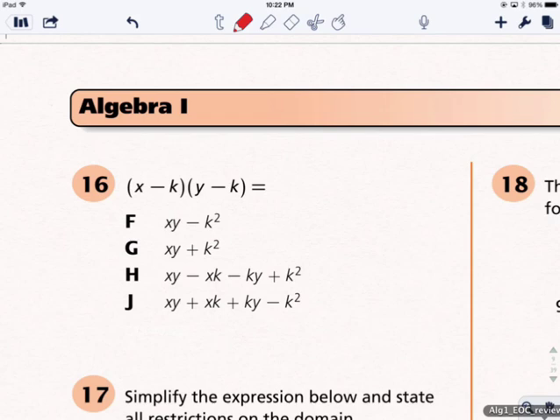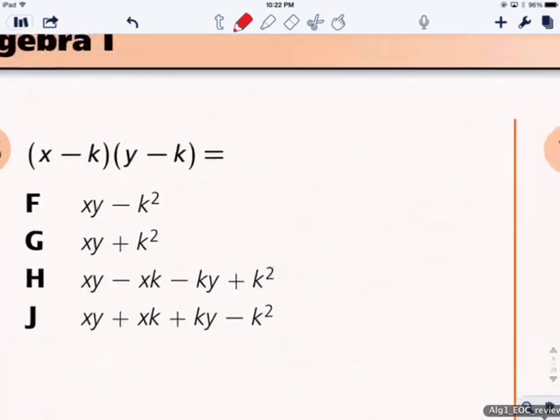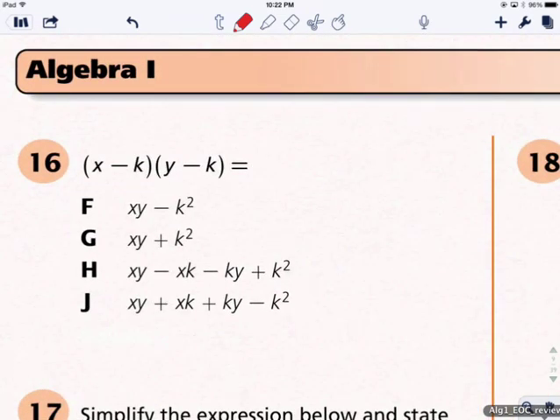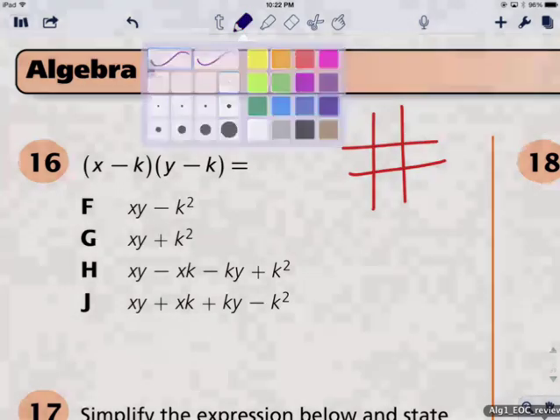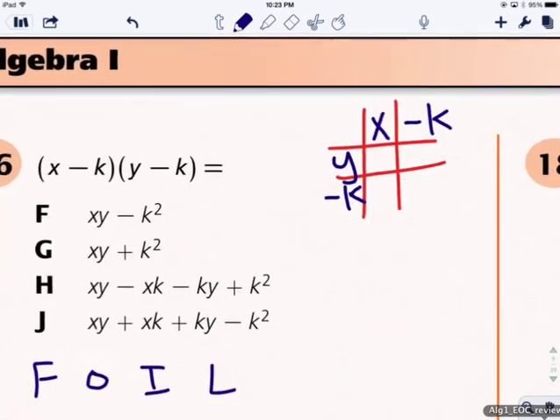Okay, now let's look at number 16. In number 16, we have two binomials, and we are asked to multiply the binomials. Remember we learned a couple different methods for doing this. One of them was the box method, for example. So you could fill it out like so: x, -k, y, and -k. Or you could use FOIL. So multiply the first, the outside, the inner terms, and the last two terms. Or double distribute was the other method. I'm going to use the box method over here.